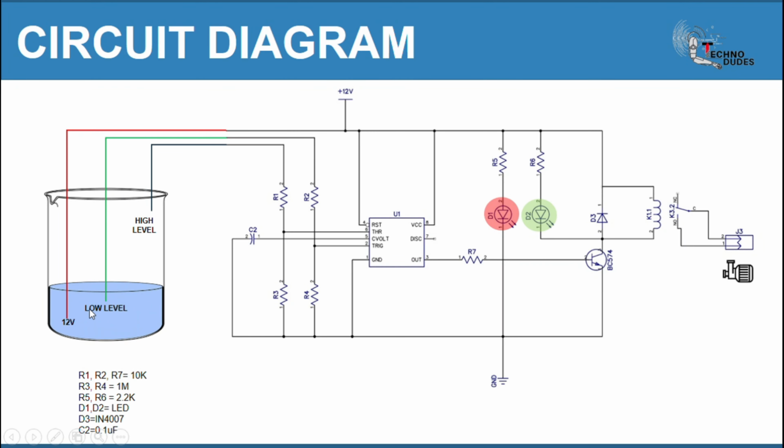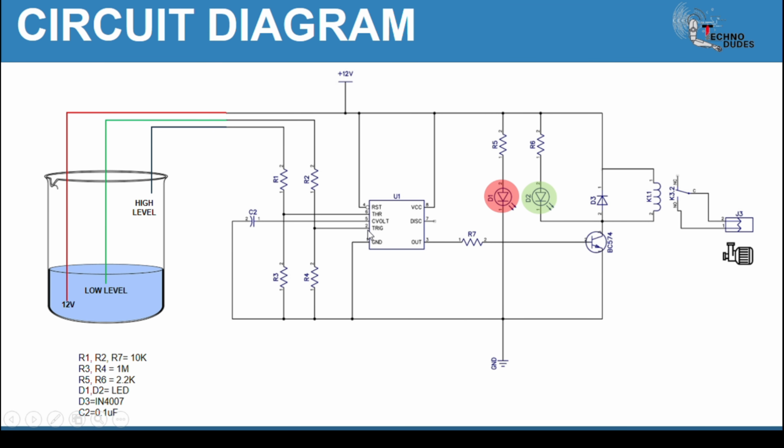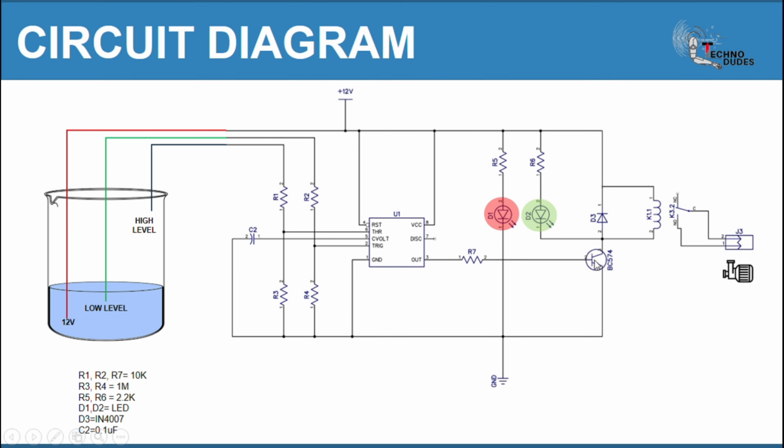Now in this situation, water is at a low level. What happens? Pin number 2 is at 1 by 3 VCC, and our output is high. In this case, the transistor is in saturation and the relay is activated, and this green LED shows the motor on and off. This green LED will be on, and our motor is also on because the transistor is in saturation. Now the motor is on, so water is filling.